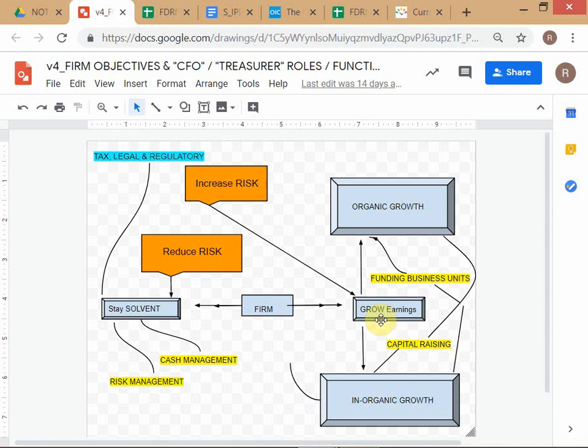But it cannot just try to grow earnings like Kingfisher and then end up in that kind of situation. So it has another objective also, which is to stay solvent. You understand what solvency is? The ability to pay its debts as they come due. So you don't want to end up in a Kingfisher or a Suzlon kind of situation. Now, to focus on staying solvent, does it have to reduce risk or increase risk? Reduce risk.